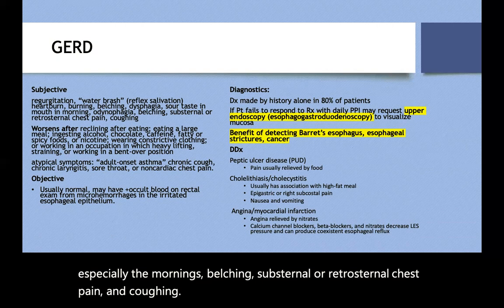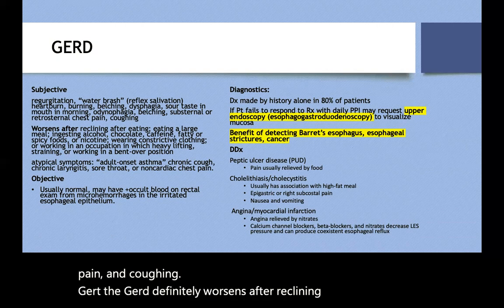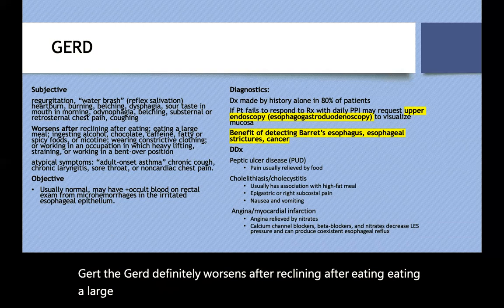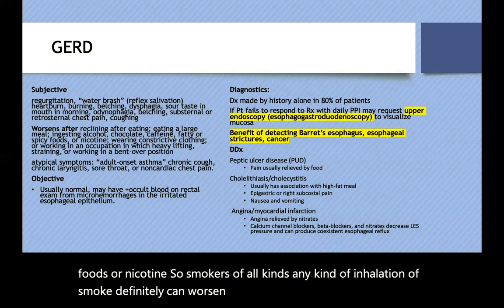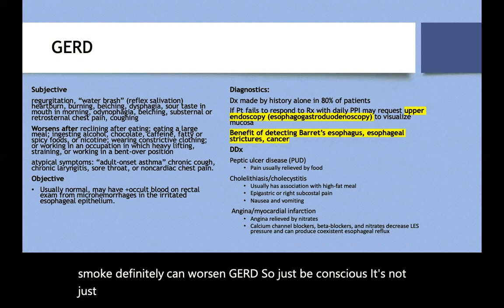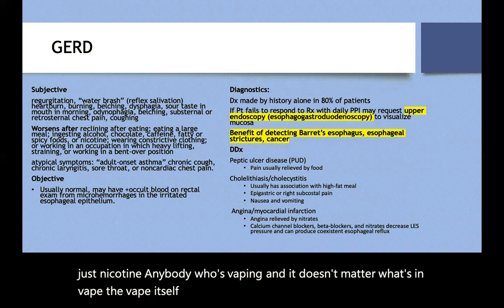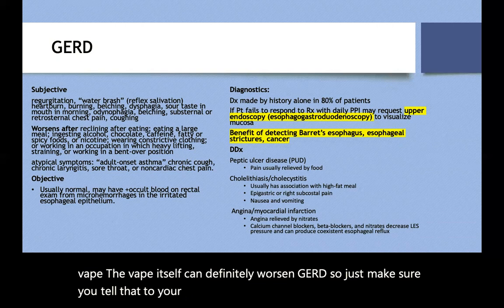The GERD definitely worsens after reclining after eating a large meal, ingesting alcohol, chocolate, caffeine, fatty or spicy foods, or nicotine. So smokers of all kinds, any kind of inhalation of smoke definitely can worsen GERD. So just be conscious, it's not just nicotine, anybody who's vaping, and it doesn't matter what's in the vape itself can definitely worsen GERD. So just make sure you tell that to your younger population, 30s and 40-year-olds. I'm finding a lot of vaping.